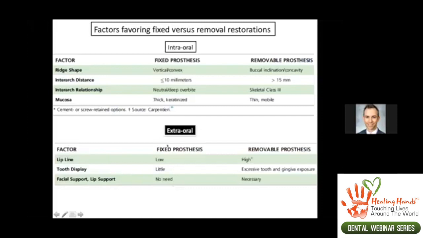From an extraoral standpoint, we've got to look at the smile line. Where is the lip line when a person smiles? Tooth display, facial support. If you have very minimal facial lip support needs, if there's minimal or little tooth display and a low lip line, then a fixed prosthesis is going to work very well. But when that lip line is high, there's excessive tooth or gingival exposure, and you need more facial soft tissue support, you should be thinking a removable prosthesis is more likely to achieve that.